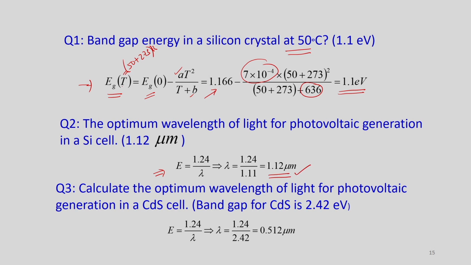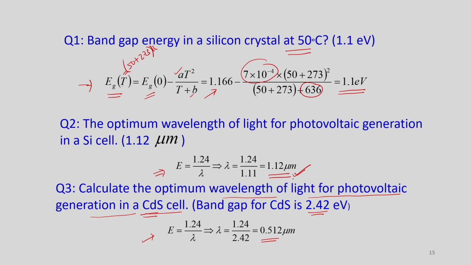Also, maybe the third question is something like this: calculate the optimum wavelength of light for photovoltaic generation in a CdS cell, and the band gap is given to us as 2.42 electron volt. Under that condition we can calculate the wavelength, and it will be 0.512 micron. You see the difference: the optimum wavelength of light for photovoltaic generation in a CdS cell is 0.512, but here it is 1.12 micron.